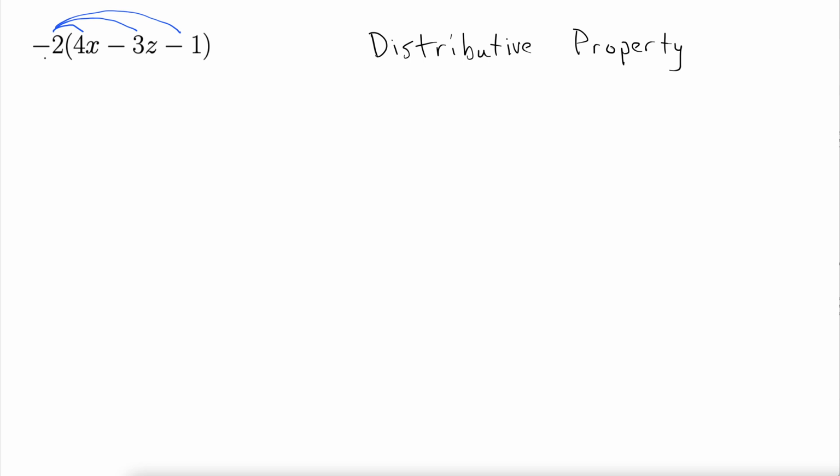Okay, so when we do that, we have negative 2 times 4x. Well, that's negative 8x. Negative 2 times negative 3z. Negative 2 times negative 3 is positive 6, so plus 6z. Negative 2 times negative 1 is plus 2.